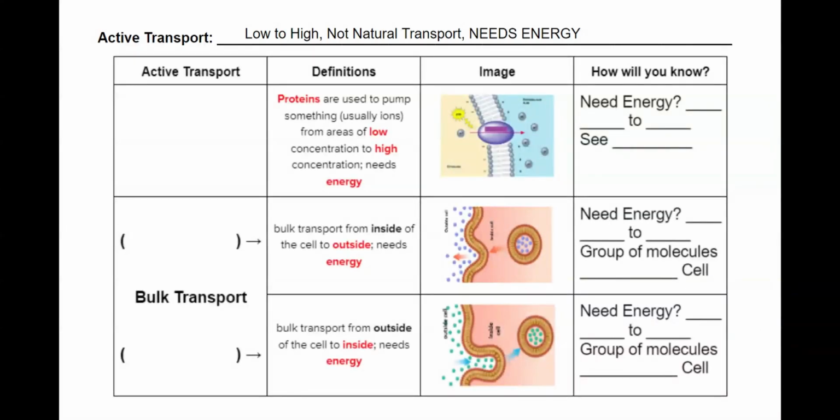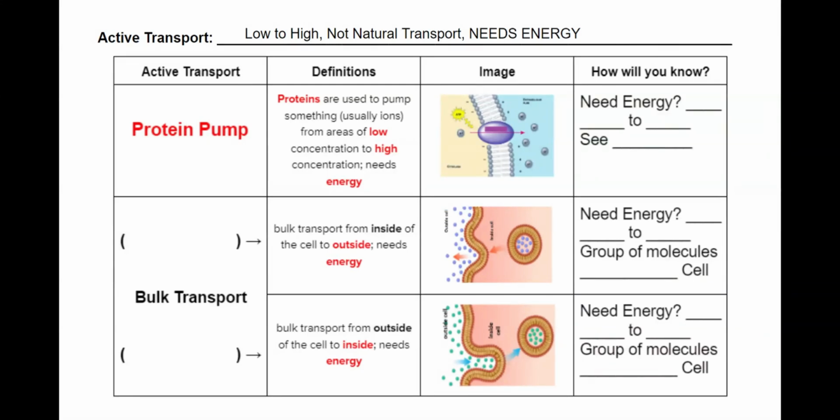Let's go on to our next one. So active transport. We know that active transport, activity needs energy. This one, we're packing things in, low to high. It's not natural, and it does need energy. Let's take a look at our chart. In the same way, we're going to identify, we have one type, and then we have bulk transport, which has 2 examples. So this one, we just talked about it, uses proteins, goes from low to high, and it needs energy. This is a protein pump. It's using proteins to pump something from low to high, and it needs energy.